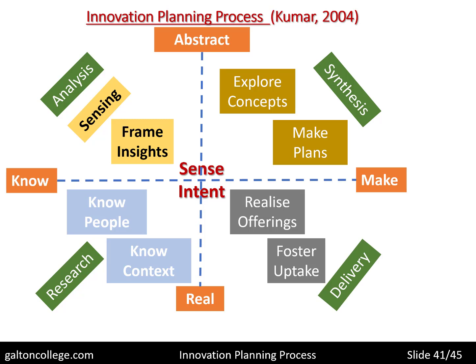So now we have an innovation planning process as set out by Kumar. And it takes us from a very abstract, in the mind, thinking of change, all the way down to producing it, making it, delivering it. And we went through a period of doing some research. We made the jump between the mind, the abstract, and the real, making it. So there was a synthesis between the two. We transferred what we had planned into actuality. We had done this.